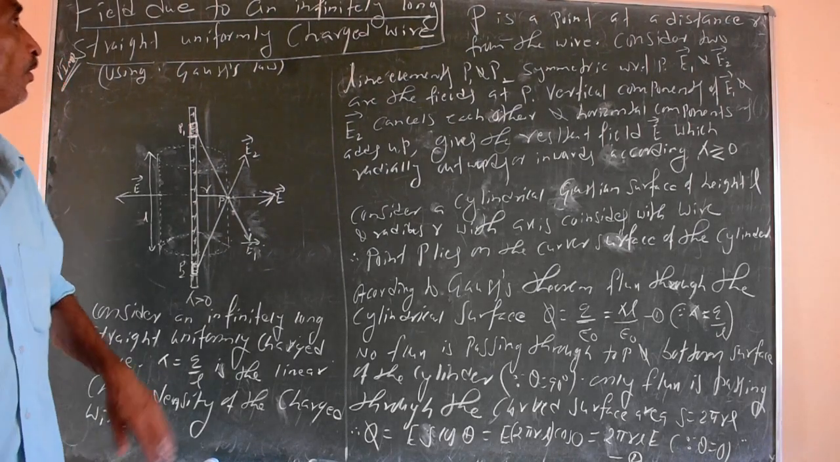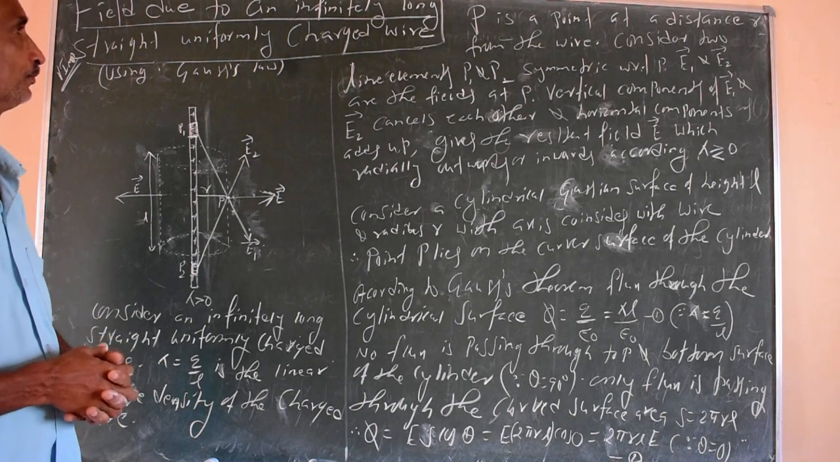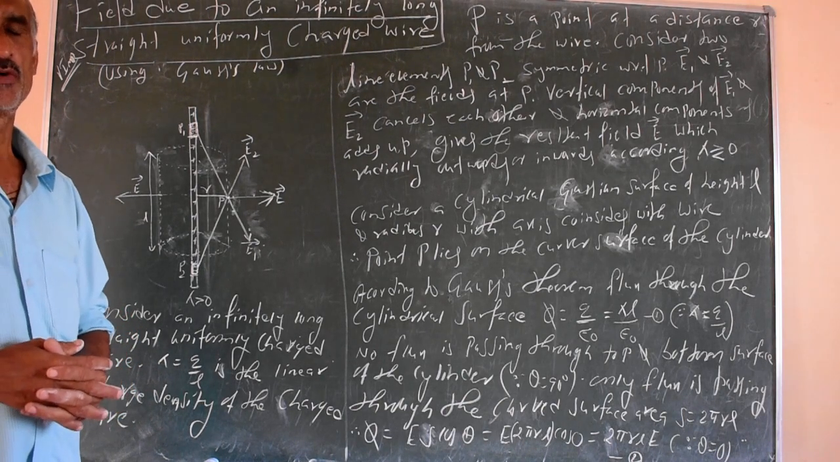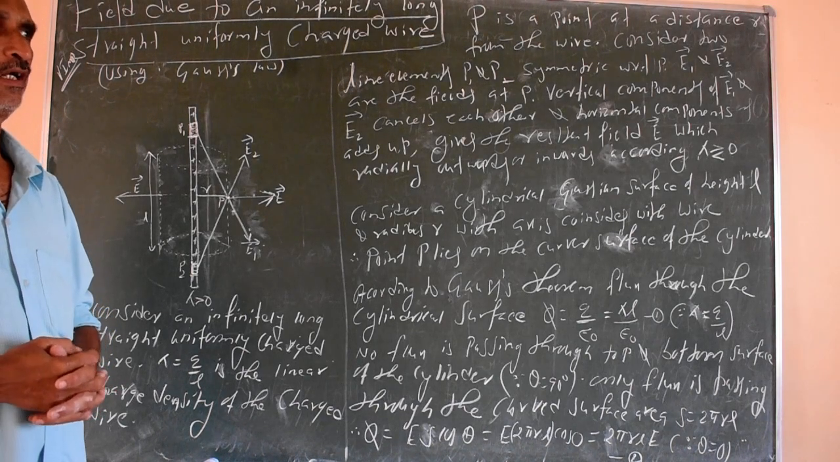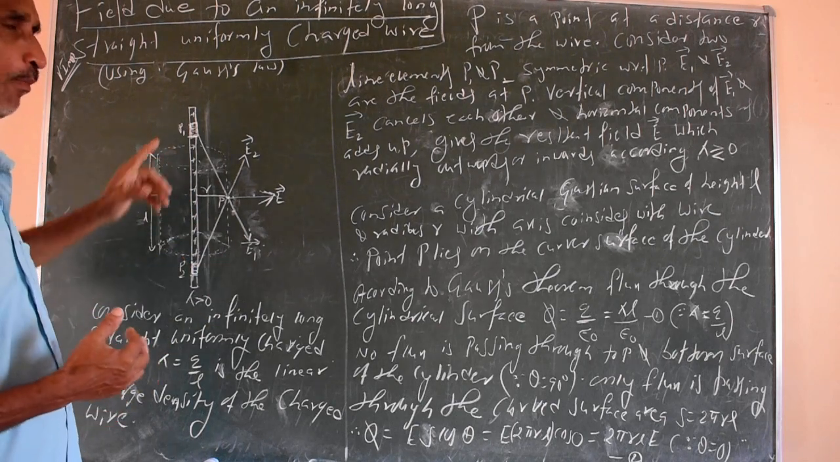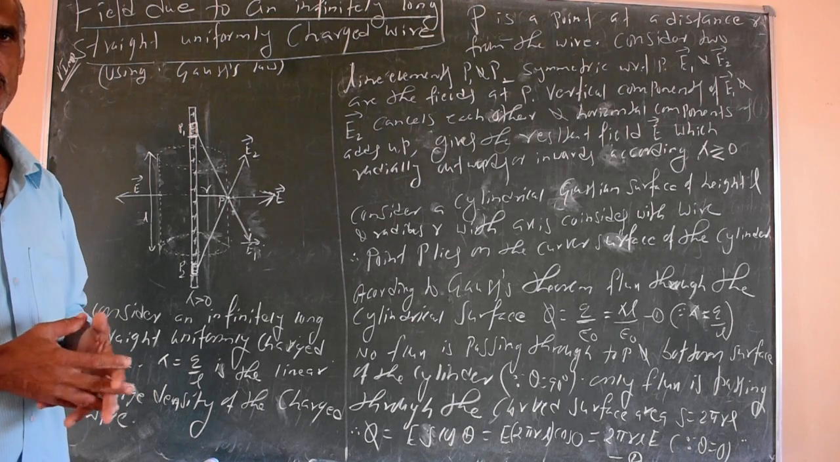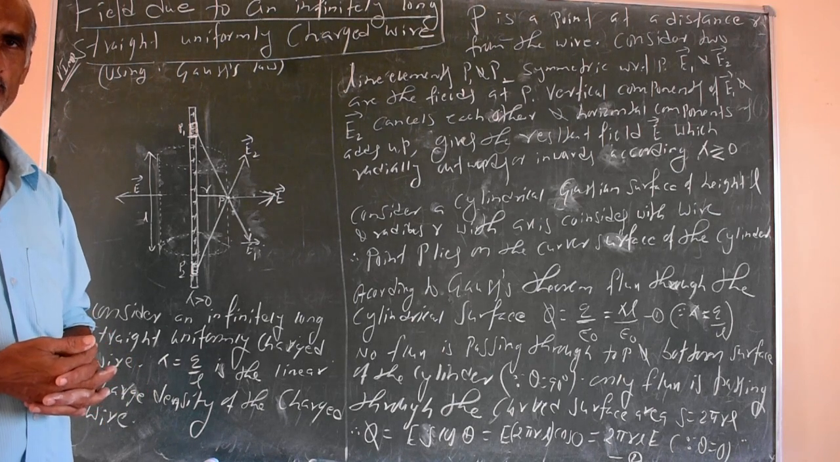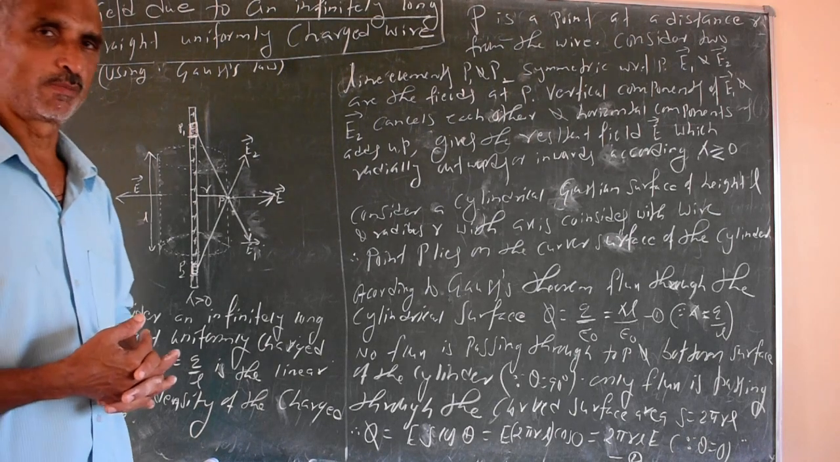There are two derivations on Gauss's theorem to work out the field due to a uniformly charged symmetric body, only symmetric body. The wire is a symmetric body, the sphere is a symmetric body, the plate is a symmetric body. Which is the symmetric body?